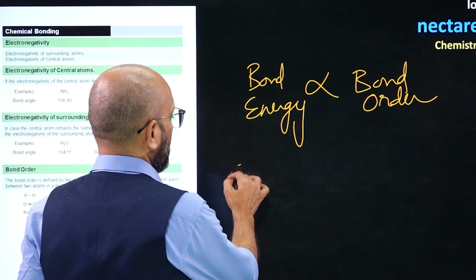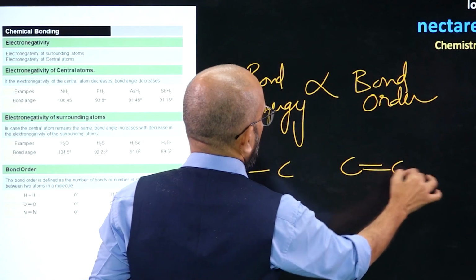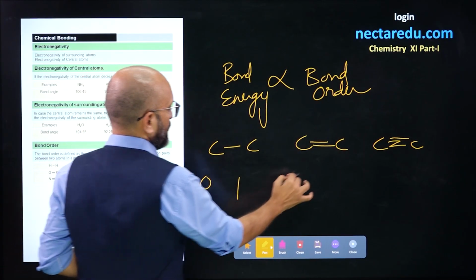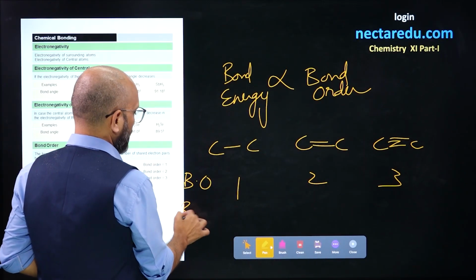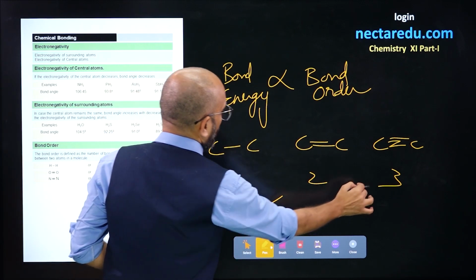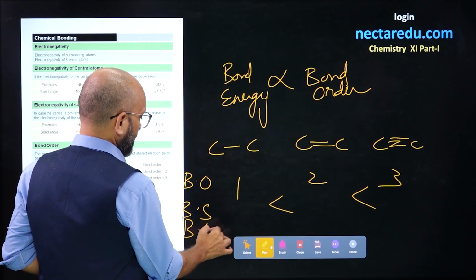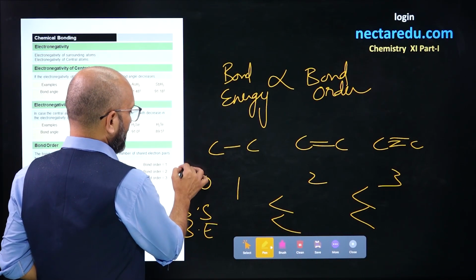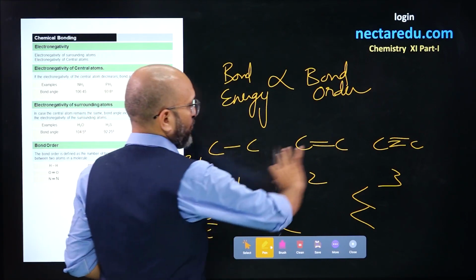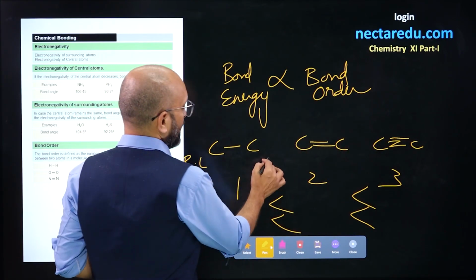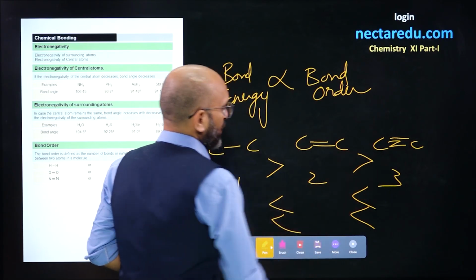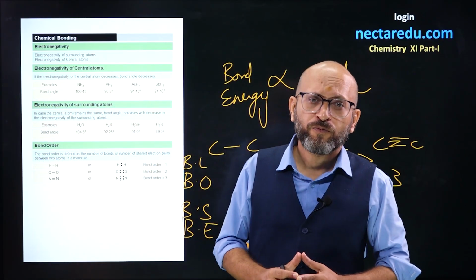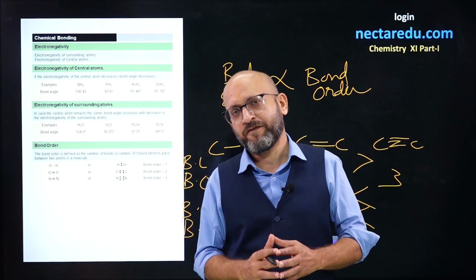For example, if we have C single bond C, C double bond C, C triple bond C, bond order is 1, 2, 3. Bond energy, bond strength will be more towards triple bond. Bond length, as you know, as number of bonds increase, bond order increases, but bond length decreases. So, single bond is longer than double, double is longer than triple. So, these are a few things which we discussed about bond parameters. I hope you successfully understood everything. Thank you.